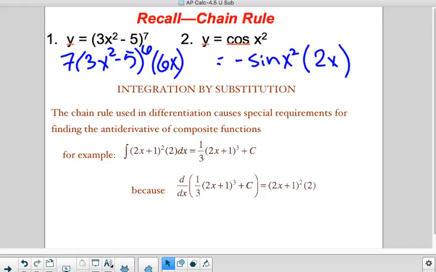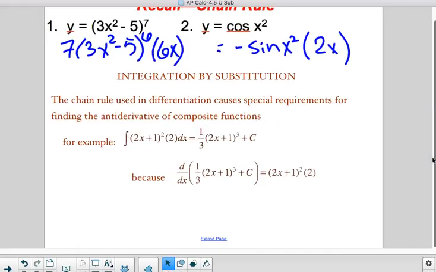So, the one that's in your notes. If you look at that integral you're being asked to take, there's an extra piece in it. What's the extra piece? There's an extra 2 in there. That 2 comes from when you take the derivative of this. What comes into play? The chain rule.